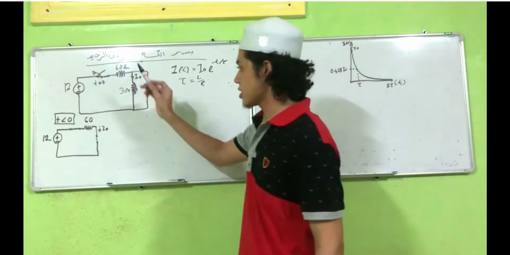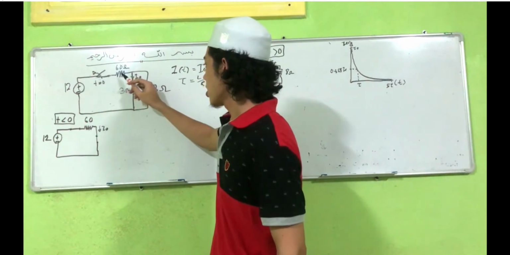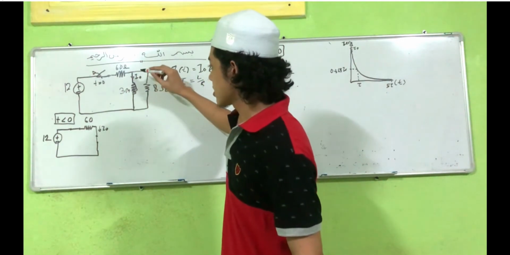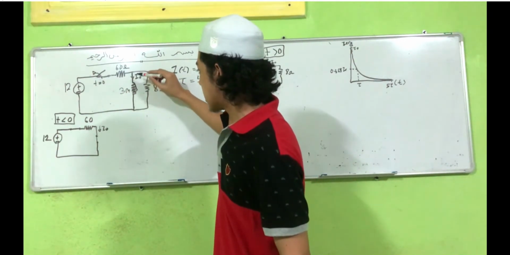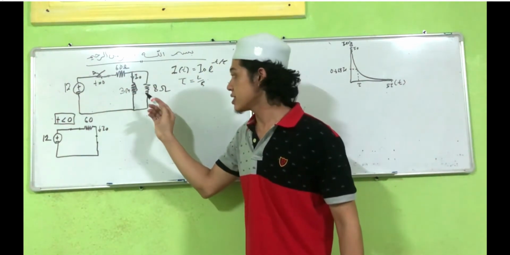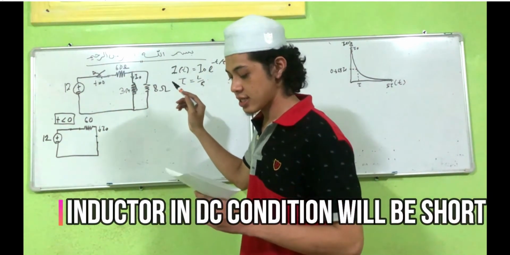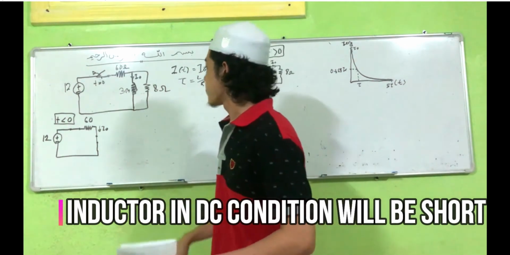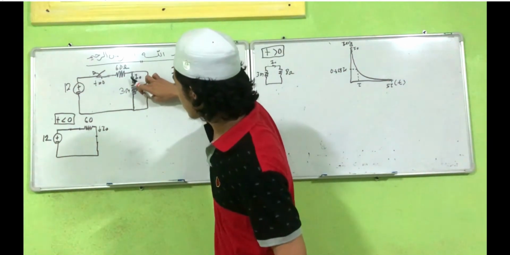If the circuit is connected, the current will flow and affect the inductor. An inductor in a DC circuit will be a short circuit, like this.